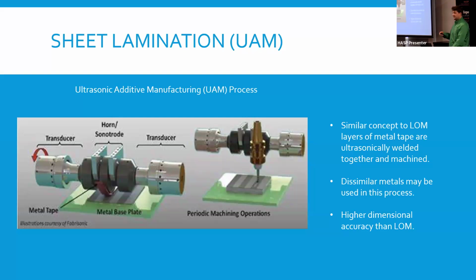And this has higher dimensional accuracy than LOM. Basically, you have it on a machine. You have it on a mill. It's going to be a lot more accurate than just a knife and a laser trying to cut out paper. And it's metal too.